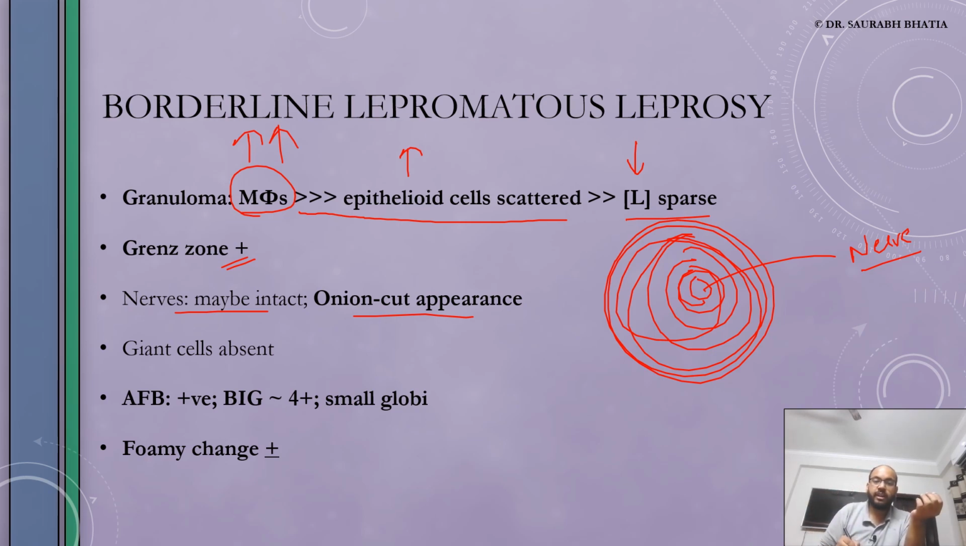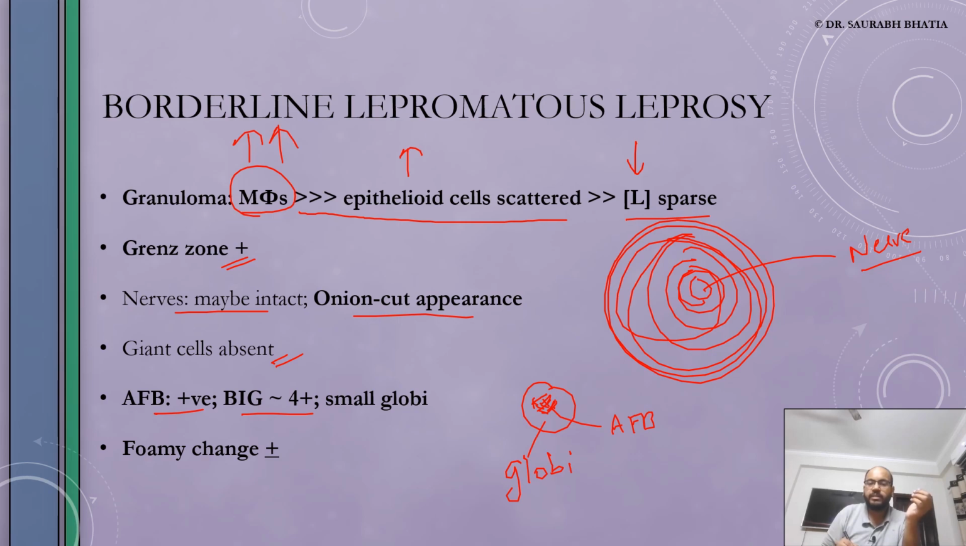Okay, the giant cells are absent because the body is not able to make proper giant cells to control the infection. AFB is positive, you can easily see those, and you can have 4 plus of BI, and you can have small globi. So globi is nothing but a collection of AFB. So when AFB collects and forms groups, this whole group is known as a globus.